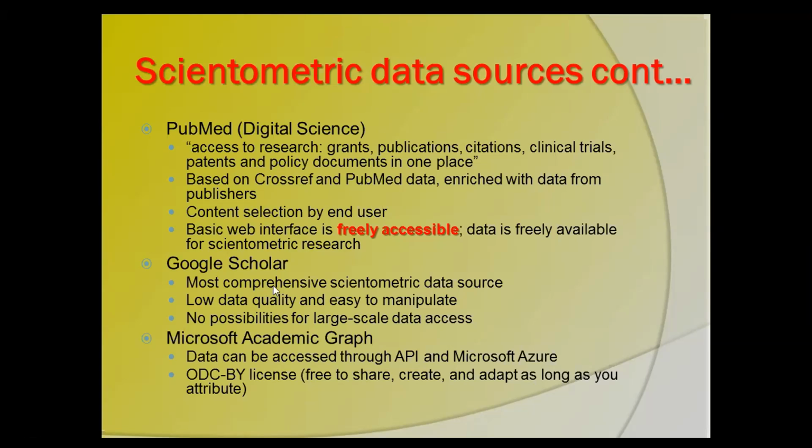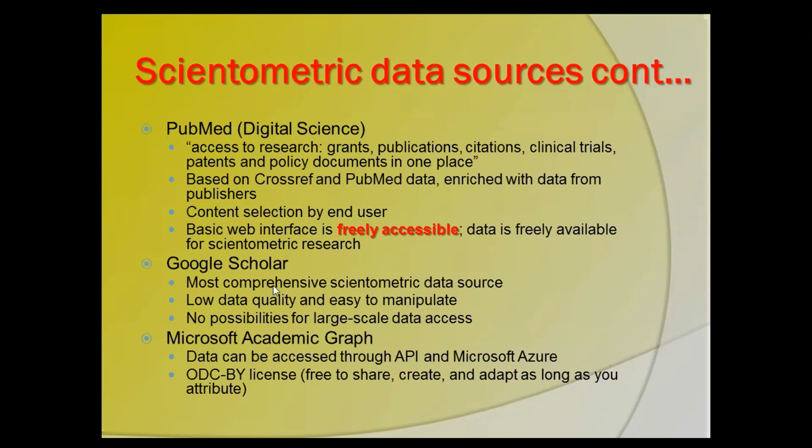It gives access to research grants, publications, and citations on clinical trials, patents, and policy documents in one place, based on cross-references to government data and entries with data from publishers. The content is selected by end users. That's why, as I have already told, you can select your topic, download the data, and analyze it with different software. I will tell you about the software later. The basic web interface of freely accessible data is freely available for scientific research.